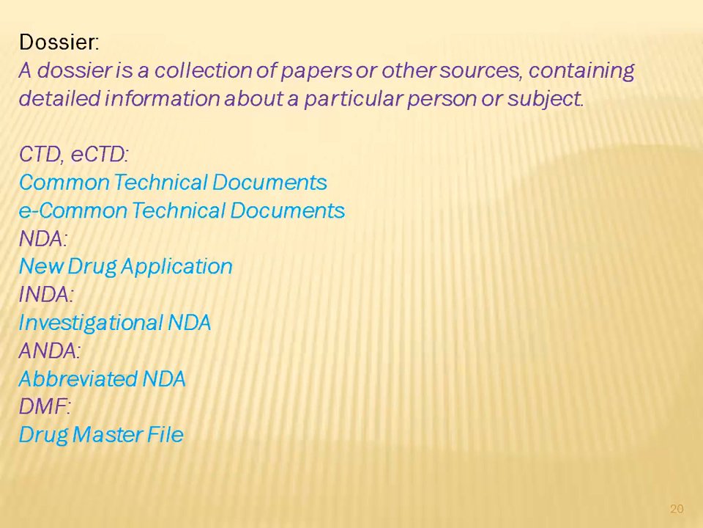CTD, eCTD means common technical document. eCTD means it is the e-form. E means digital copies. That means we don't need to submit hard copies of documents. We can go by online mode. So that is the E, common technical document.